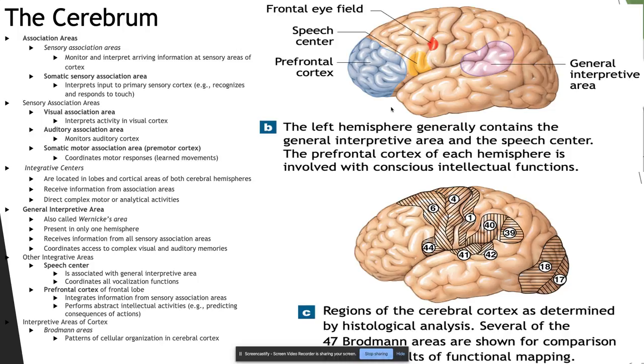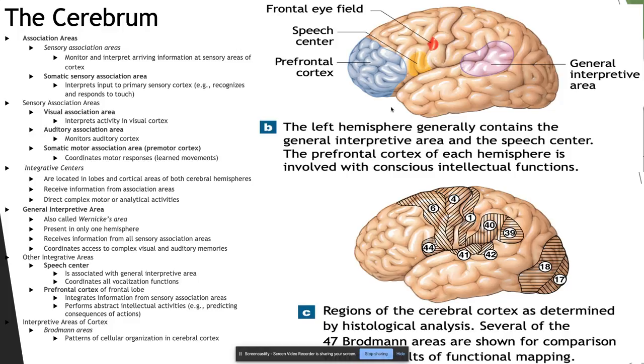The somatic sensory association area monitors activity in the primary sensory cortex. It allows you to recognize a touch as a light mosquito landing on your arm and gives you a chance to swat that mosquito before it bites you. The special senses of smell, sight, and hearing involve separate areas of sensory cortex, and each has its own association area. These areas monitor and interpret arriving sensations.